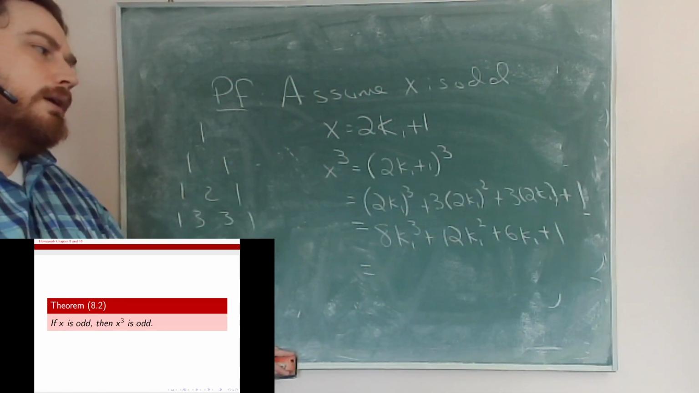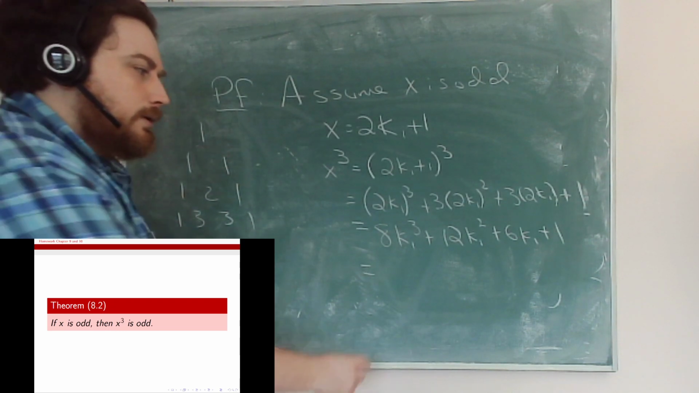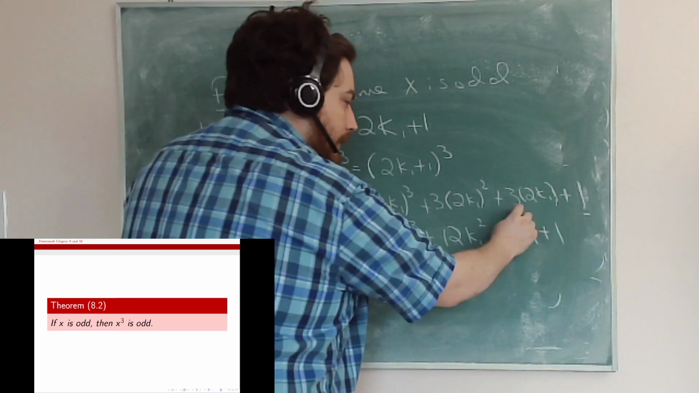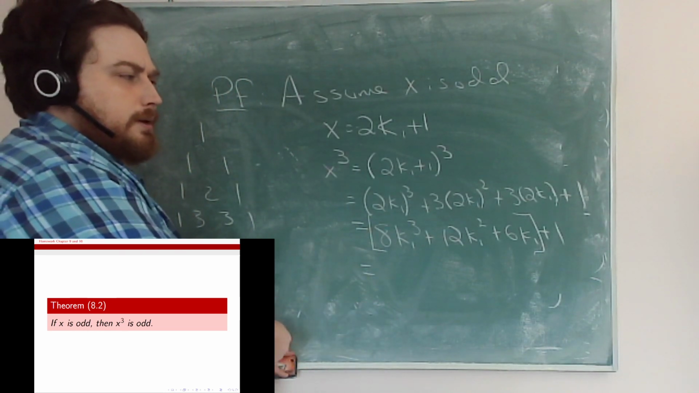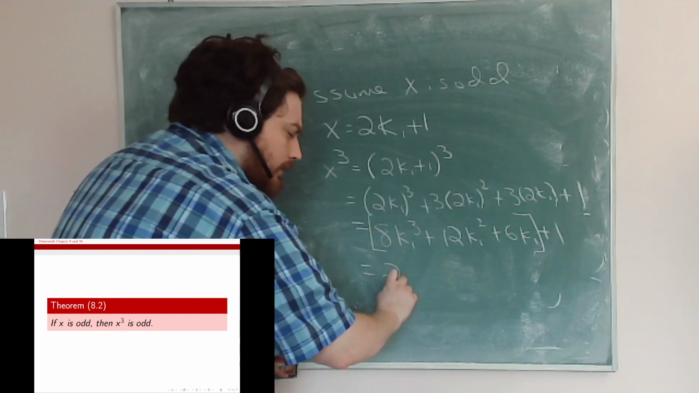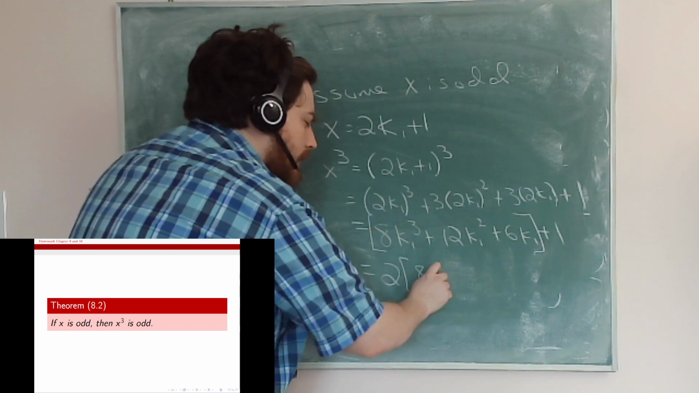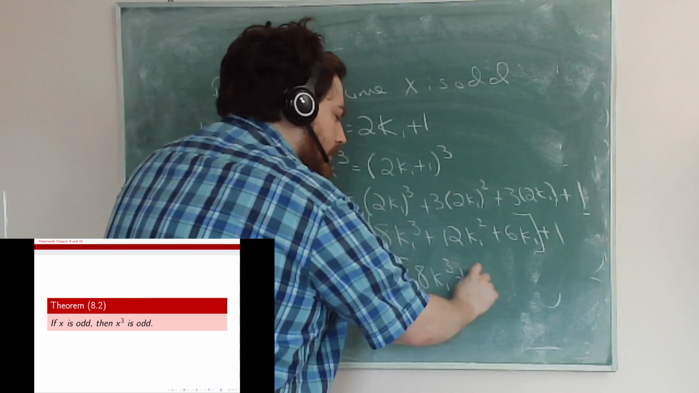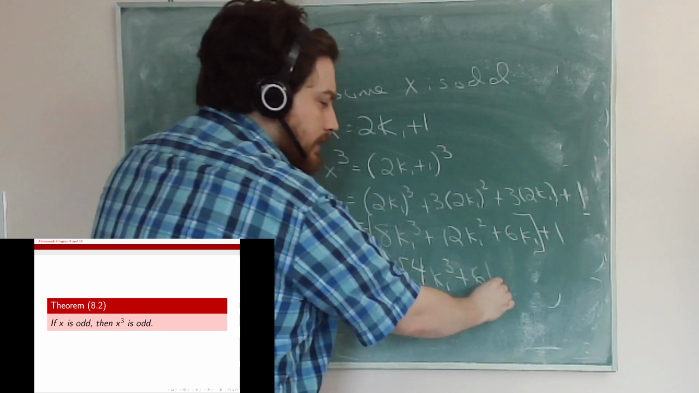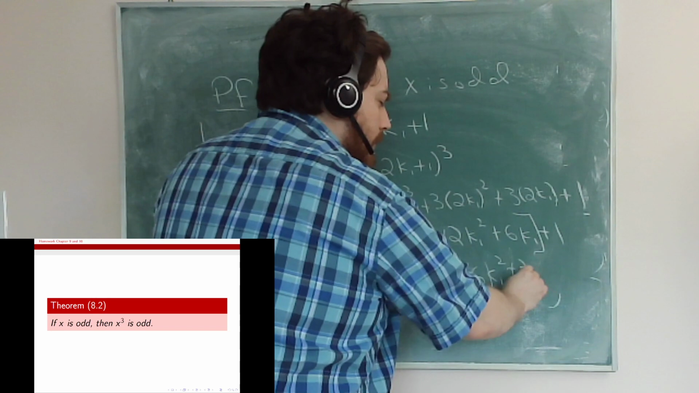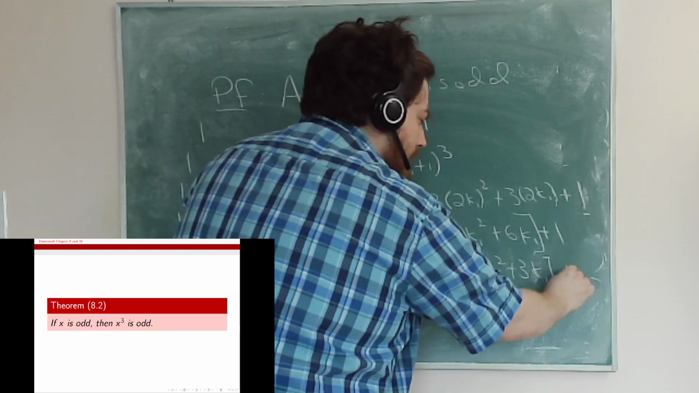So now I want to write it as 2 times an integer plus 1, so I'm going to factor 2 out of everything except for the 1. I get 2 times 8k1 cubed plus, that should be a 4 because I factored out a 2, 4k1 cubed plus 6k1 squared plus 3k1, plus 1.